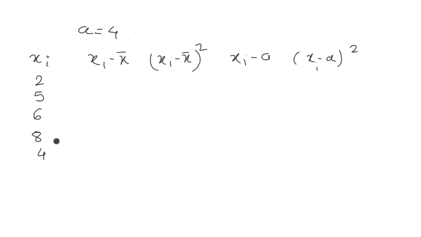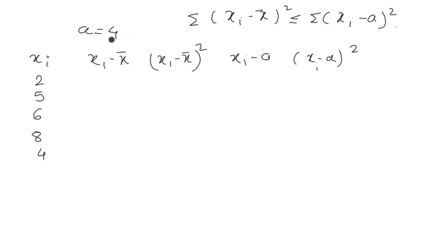I have taken the same data. What I want to prove is that the summation of (xi minus x bar) square is less than the summation of (xi minus a) square. To prove this inequality, we need to first find the value of xi minus x bar and xi minus a. So here I have taken a is equal to 4.